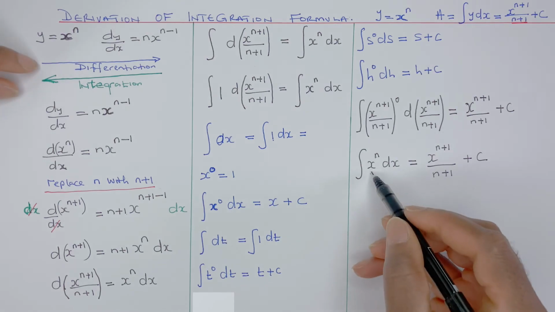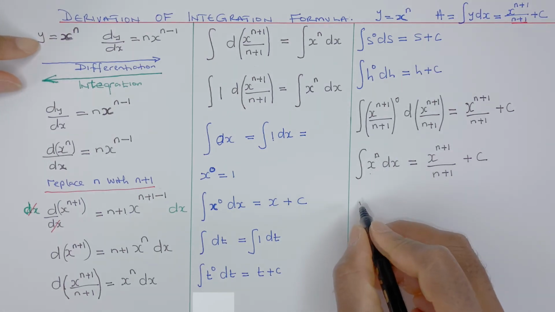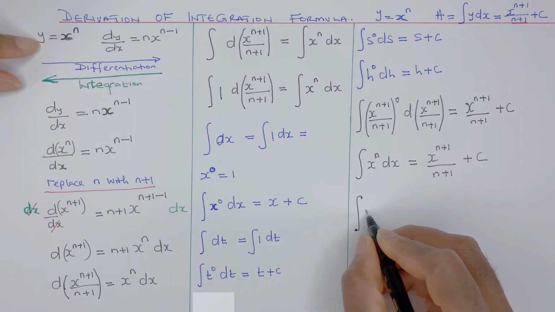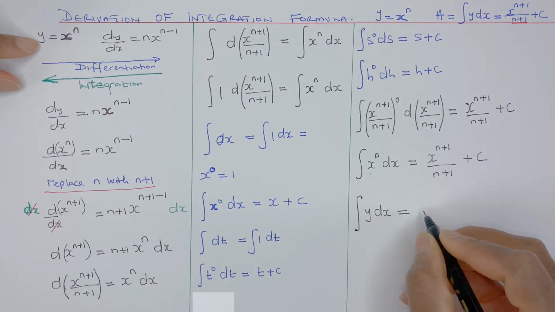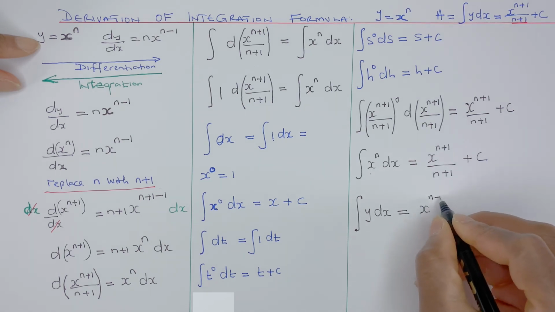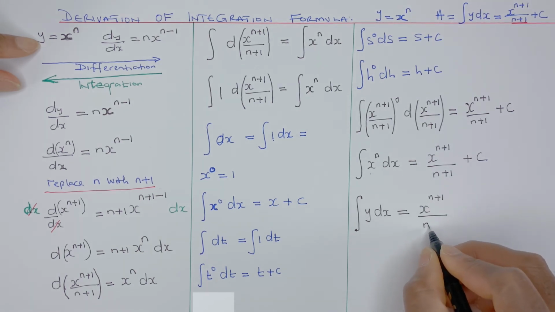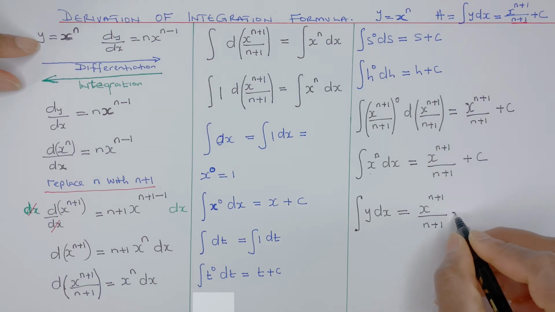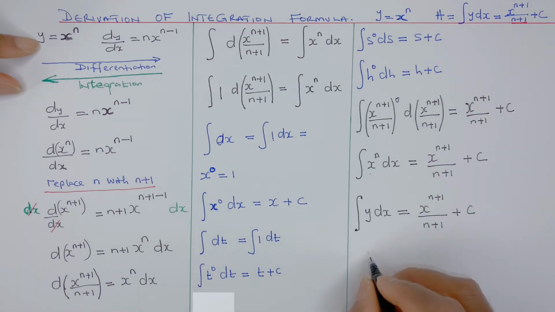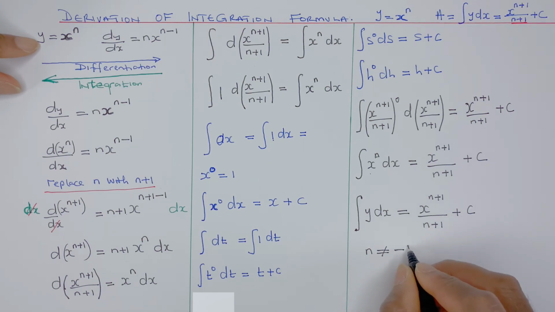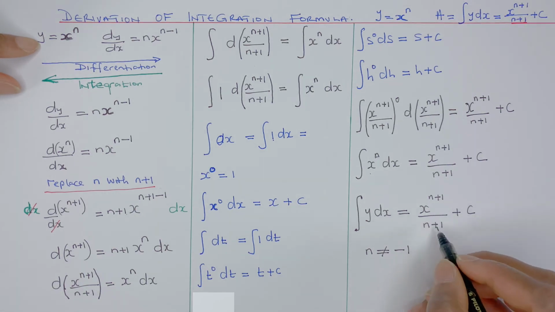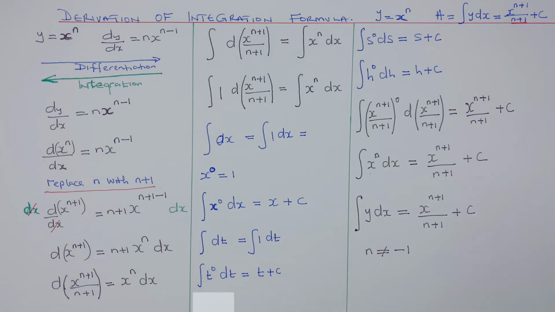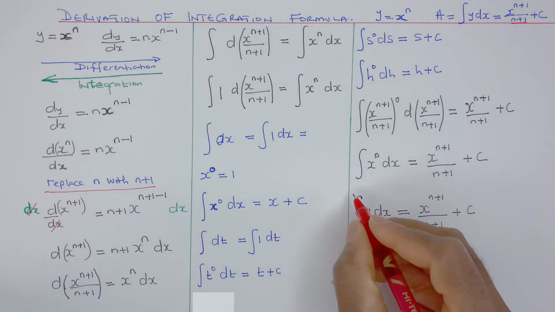But remember, x to the power of n is y. Therefore, integral of y dx equals x to the power n plus 1 over n plus 1 plus c, provided n is not equal to minus 1. Because if n equals minus 1, we get 0 here, and anything over 0 is undefined. That's the integration formula.